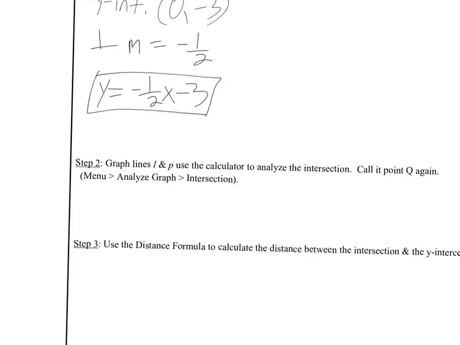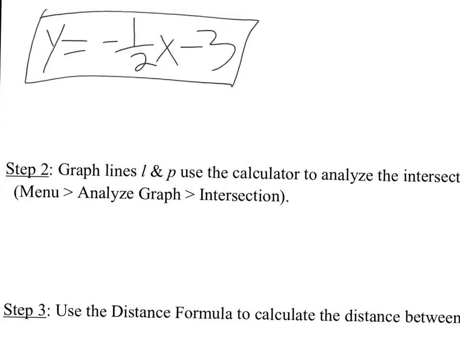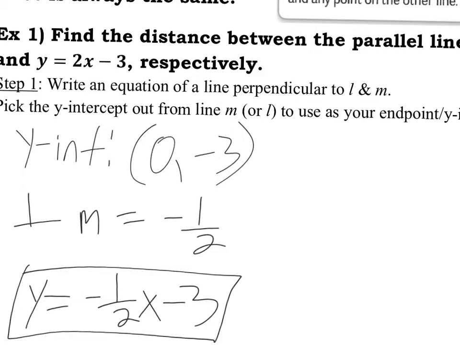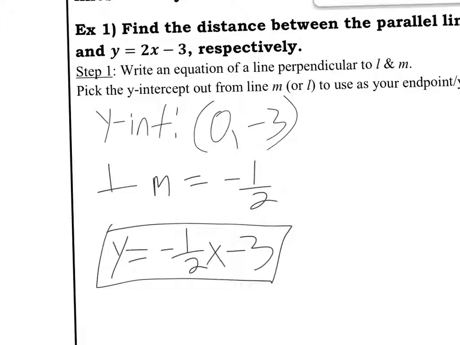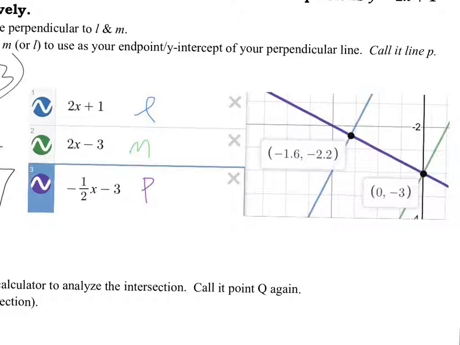So step 2 is to graph lines L and P. You can graph line M if you want as well, but you need it to intersect with line P. So I'll show you what I mean on the graph. Okay, so here I've graphed lines L, M, and P. And so if you just graph lines M and P, the instructions say graph lines L and P.